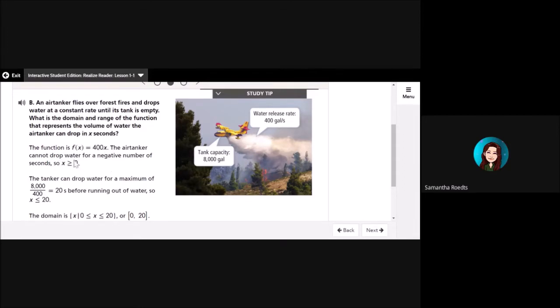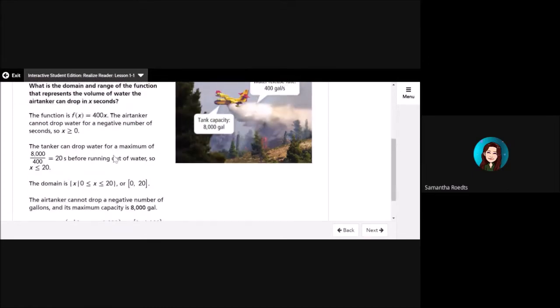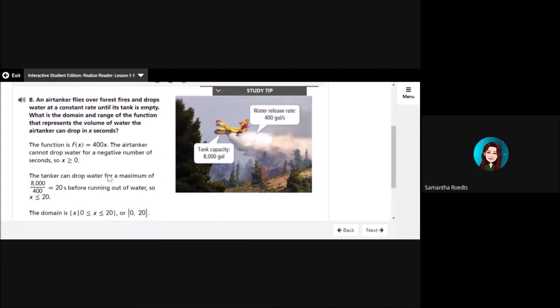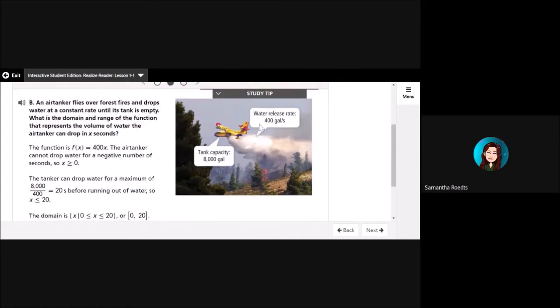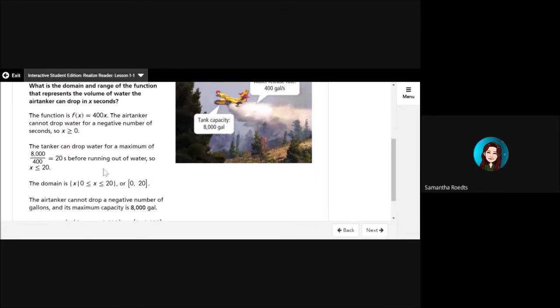The air tanker cannot drop water for a negative number of seconds. So x has to be greater than or equal to 0. The tanker can drop water for a maximum of 8,000 divided by 400, which is 20 seconds. So it carries 8,000 gallons divided by 400 gallons per second, gives us the 20 before running out of water. So x is less than or equal to 20.